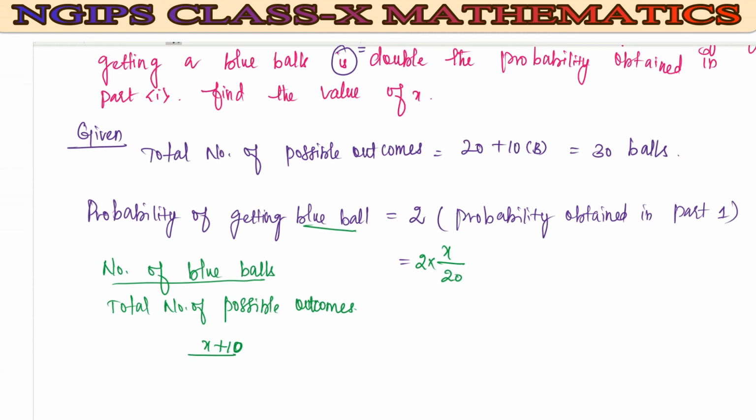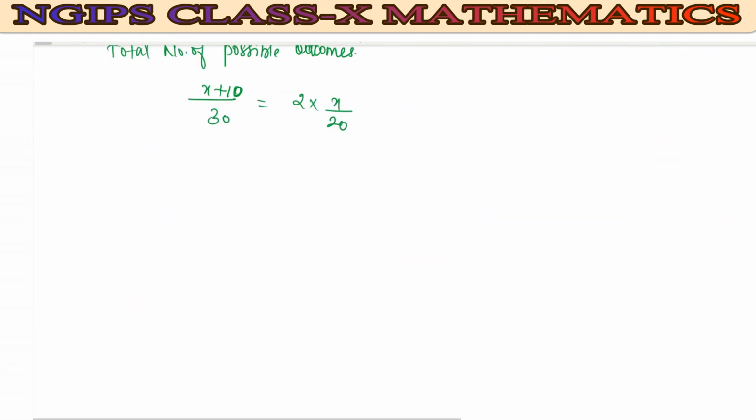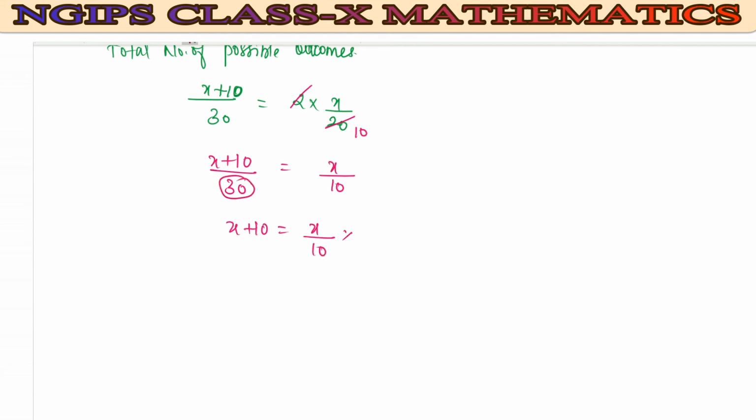Now the total number of possible outcomes: here we have 30 balls, so 30 is equal to 2 into x divided by 20. In this condition, 10 2s are 20, so I can write x divided by 10 equals x plus 10 divided by 30. When you shift this 30 to the opposite side, it becomes multiplication by 30, the 0s get cancelled, and here it is 3 into x, 3x.